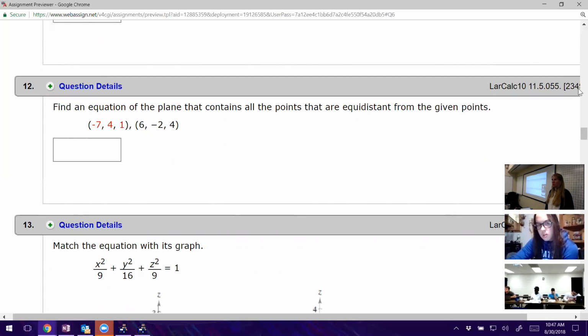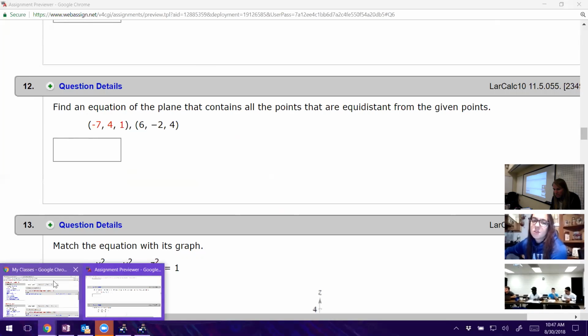What does this look like right now? We just have 2 dots in space, right? Try to visualize what this plane would look like. If you've got 2 points in space and you want to find all the points that are the same distance from both these points, how are you going to do that? What are they going to look like? It's not going to be a square. So we've got these 2 points. Let's just graph them. -7, 4, 1.